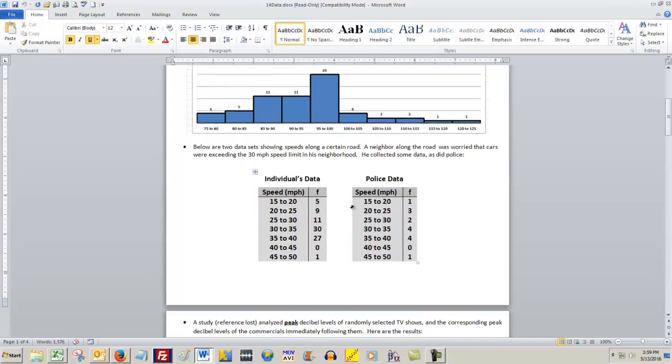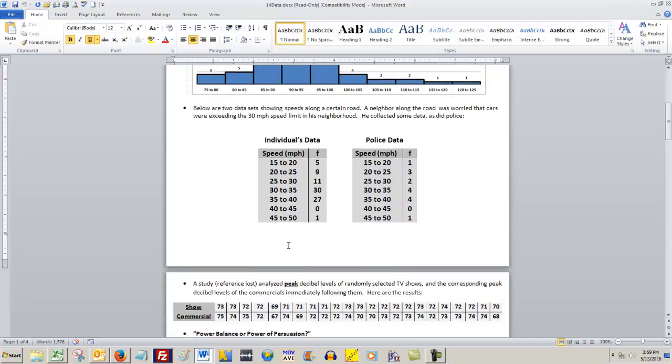Let's see, IQ or speed. Let's do the speed one. So we're going to focus. We'll skip the IQ one. It's kind of boring. So we've got data collected along a road, and just so you know, it's a road in Bend. It's data that I've collected in the past. The speeds along Archie Briggs. So we're going to look at these two data sets.